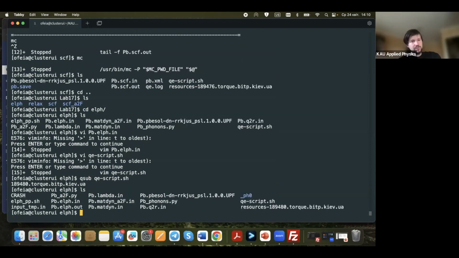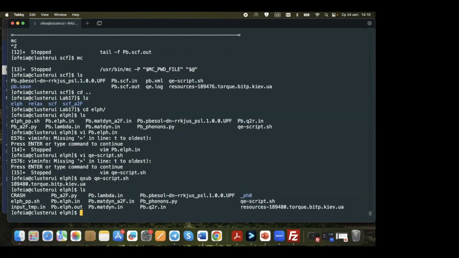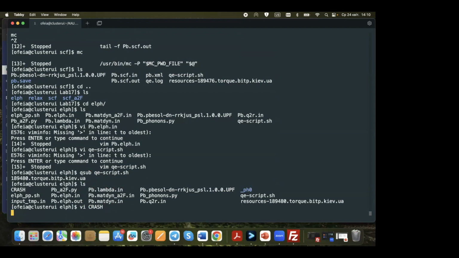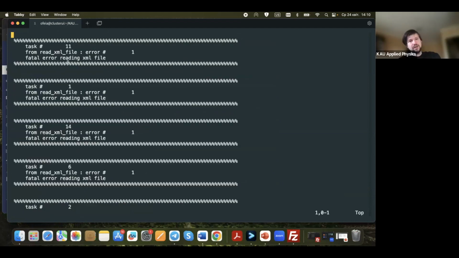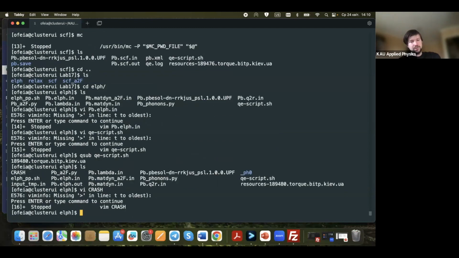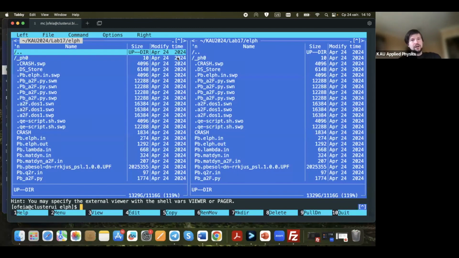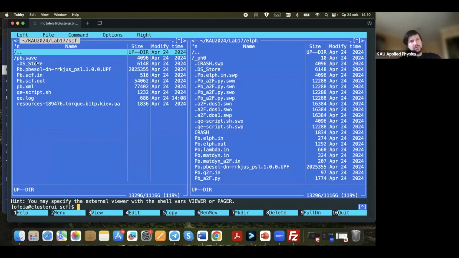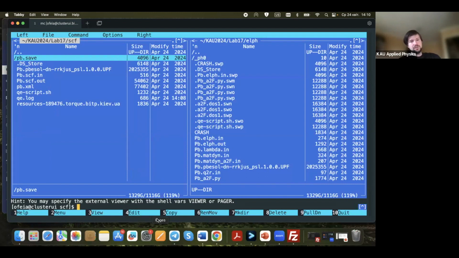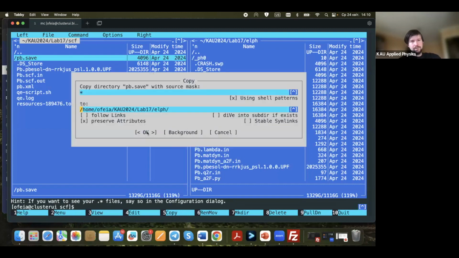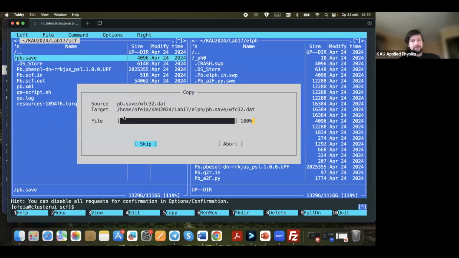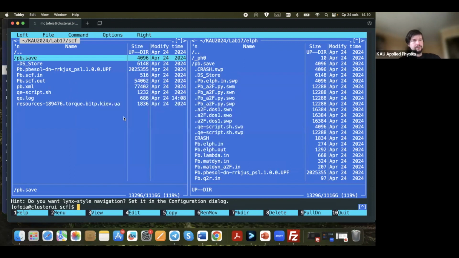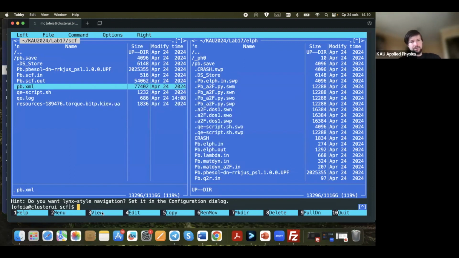Yeah, it was a mistake. You see, it was my mistake, and it crashed because of a fatal error in XML. Yeah, we had to copy. What we had to copy? We have to copy from the pure SCF folder. We have to take this pb save folder. Copy. And we should take this XML.